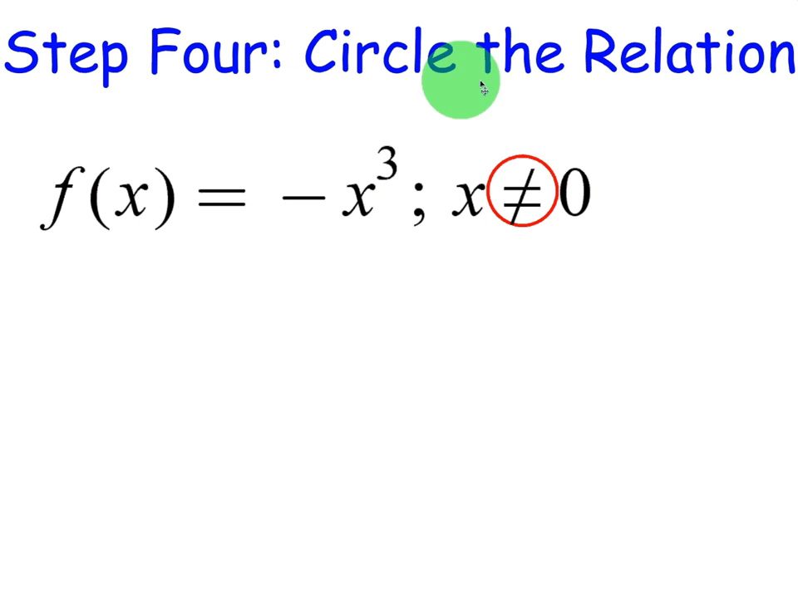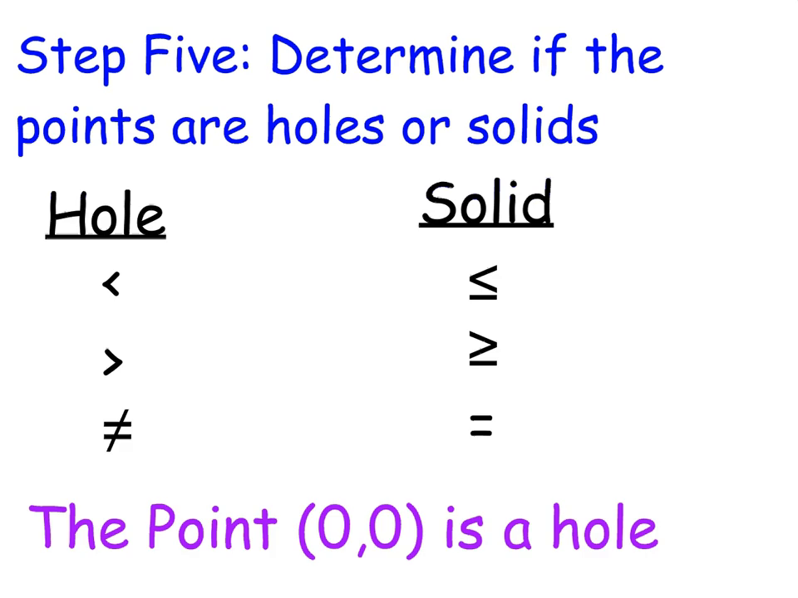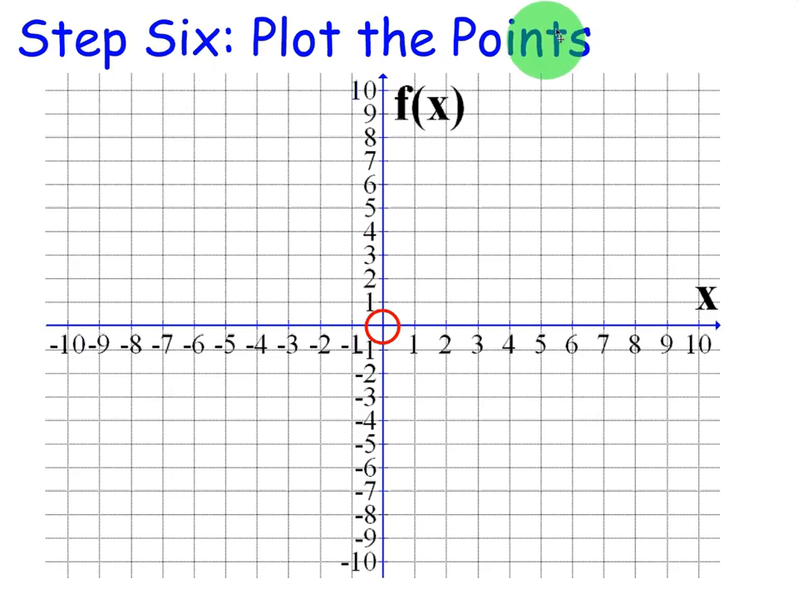Step 4 is going to be to circle the relation. So this time my relation is x is not equal to 0. Now for step 5, I'm going to determine whether or not that should be a hole or a solid point. Because it's not equal to, it's going to be a hole, right? So the point 0, 0 is going to be a hole. Step 6, plot that point. So at 0, 0, we're going to put a hole because it's not equal to.